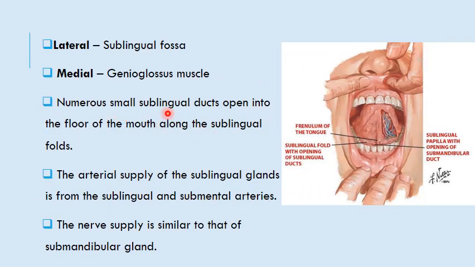Numerous small sublingual ducts open into the floor of the mouth along the sublingual folds. Here you can see the sublingual folds with opening of the sublingual ducts. The arterial supply of the sublingual gland is from the sublingual and submental arteries, and nerve supply is similar to that of submandibular gland, which I already discussed with you in the previous slide.